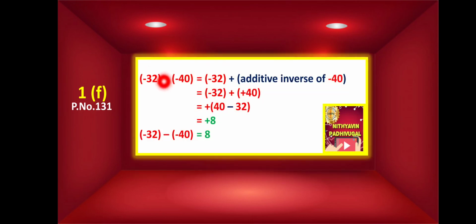Minus 32 minus minus 40 is equal to minus 32 plus, here minus 40 is to be subtracted from minus 32. So we have to add the additive inverse of minus 40 to minus 32, which is equal to minus 32 plus, what is the additive inverse of minus 40? Yes, plus 40. Now we are adding two integers, one positive and one negative. So find the difference between them. Put the sign of the bigger number. So the expression is plus 40 minus 32, which is plus 8 or 8 itself.